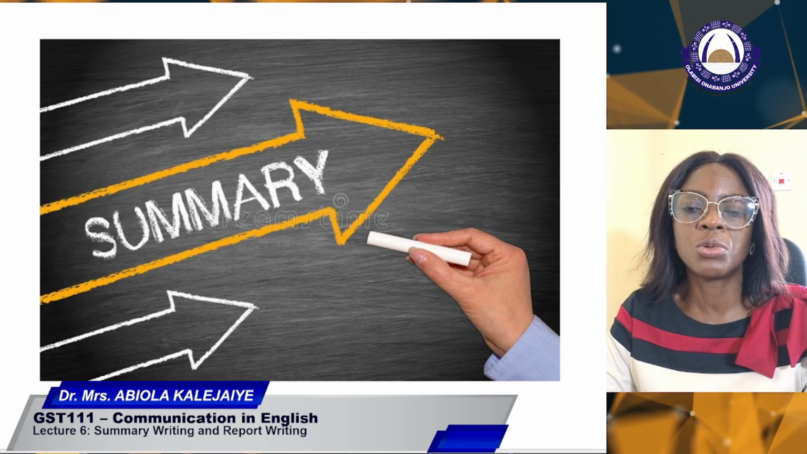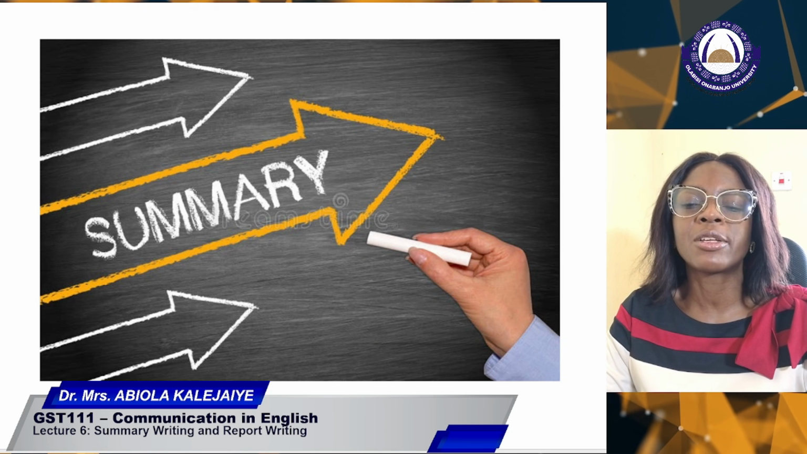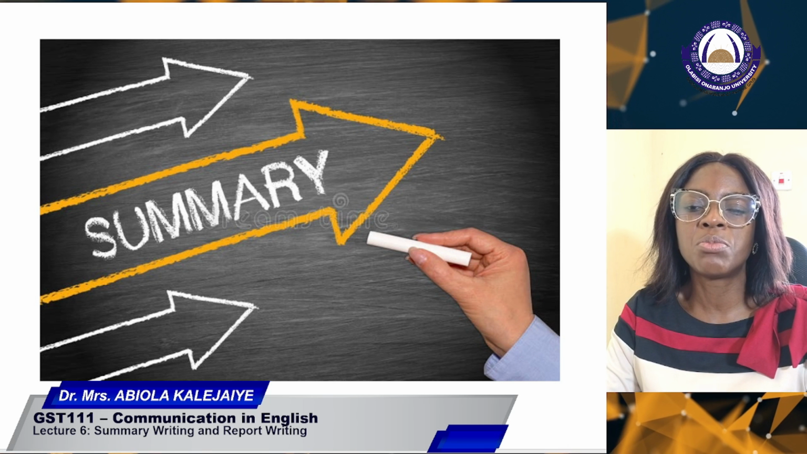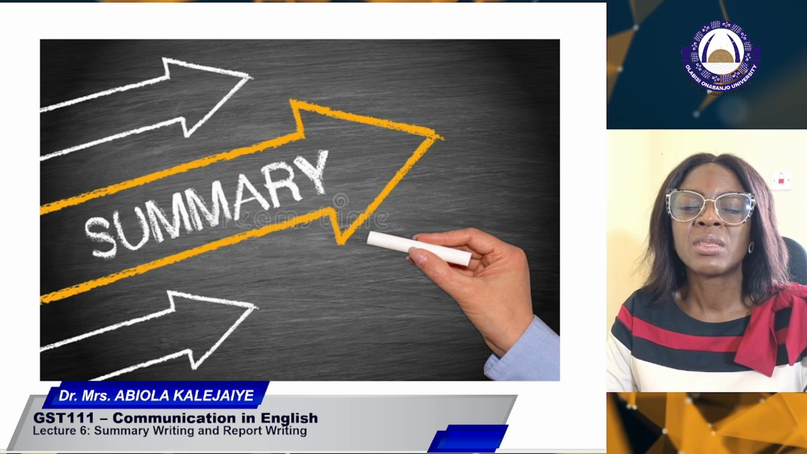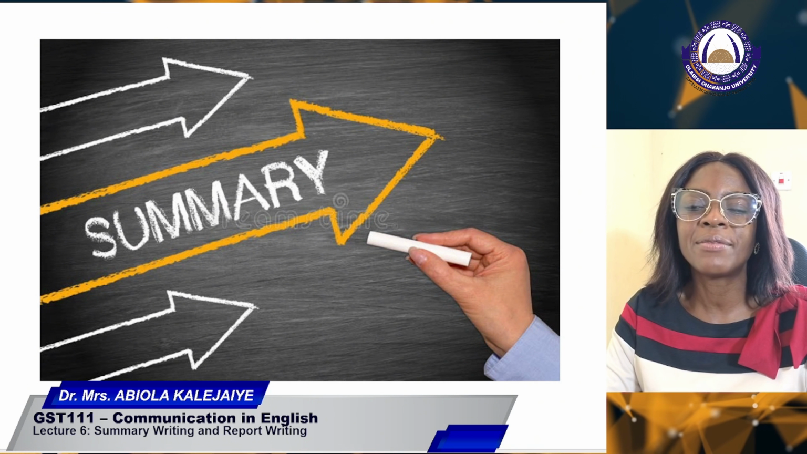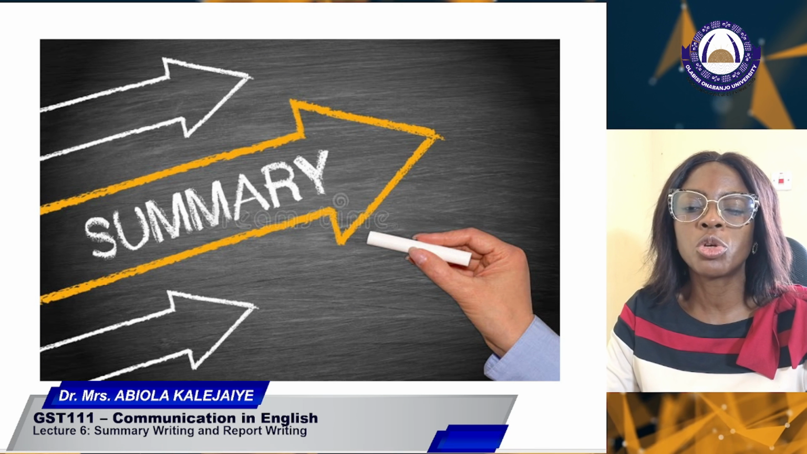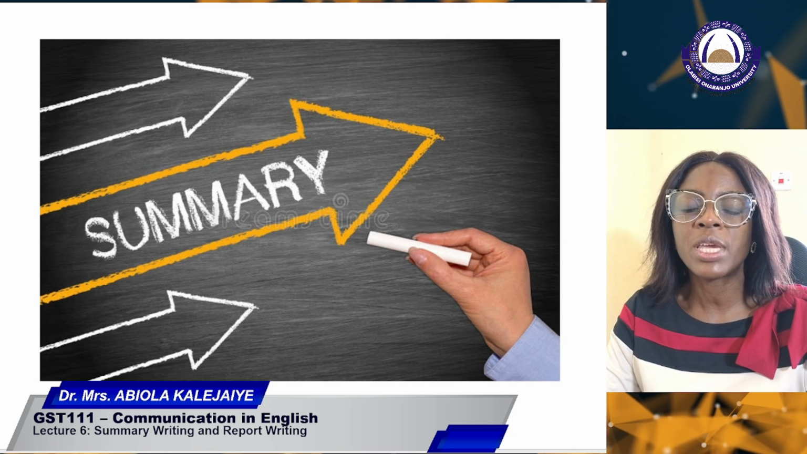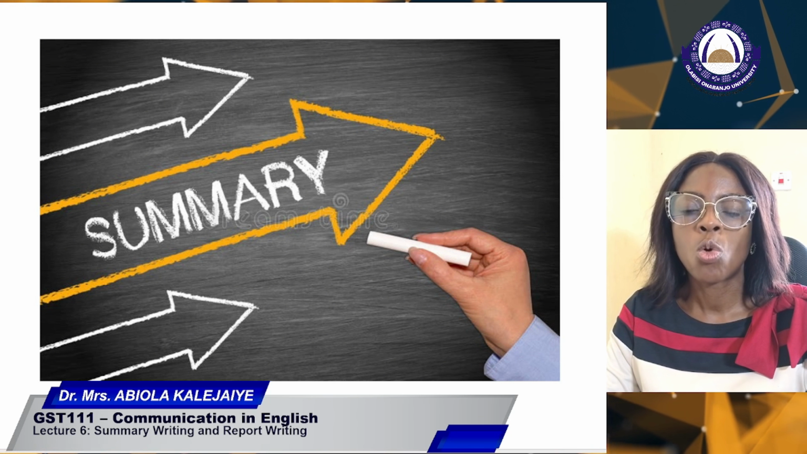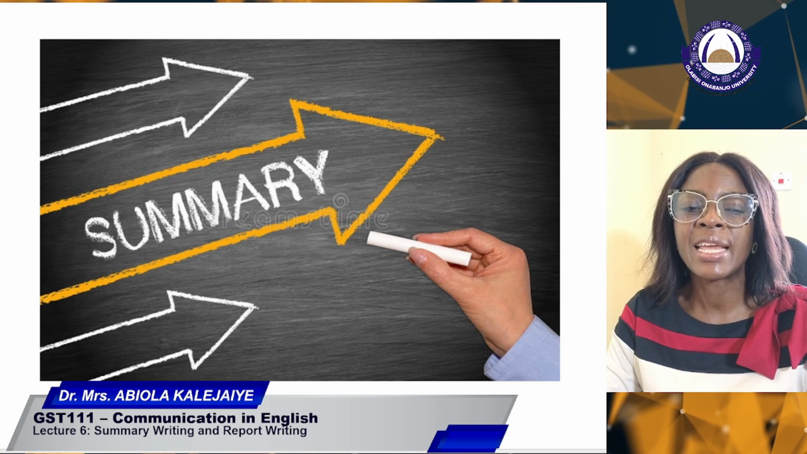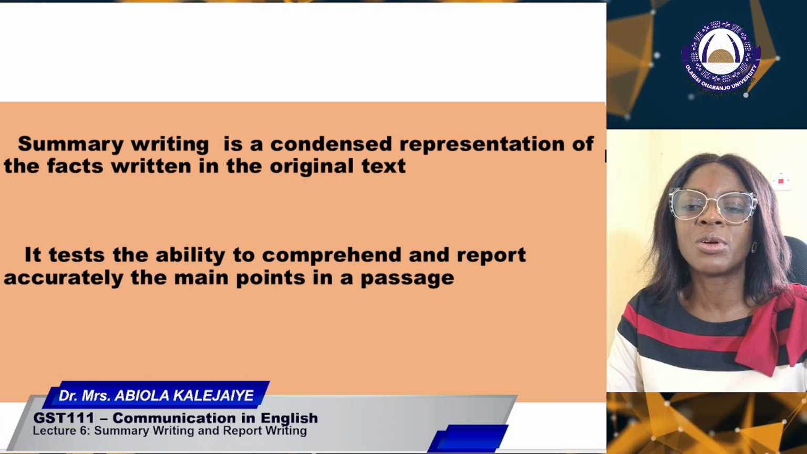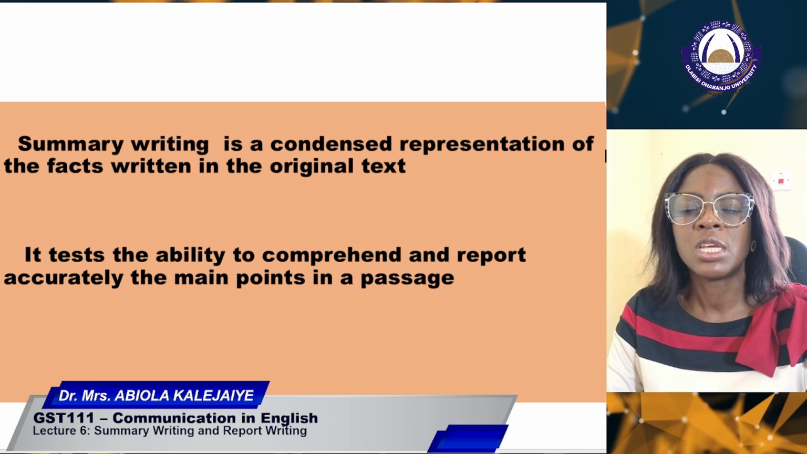If you look at the first slide I'm sharing with you, I have summary. If you're talking about summary, it has to be direct, it has to be precise, it has to be brief. At the same time, the cogent ideas that you need to know, you need to have at your fingertips, must also be put into consideration. So when you're looking at summary, you have to learn to digest cogent ideas while sieving out irrelevancies and extraneous materials. Summary writing basically is a condensed representation of facts written in the original text.